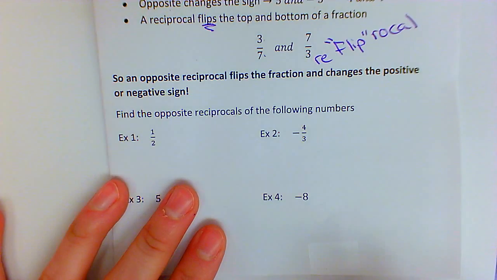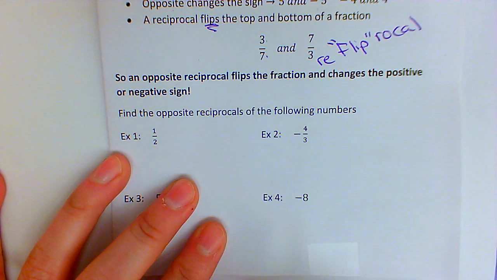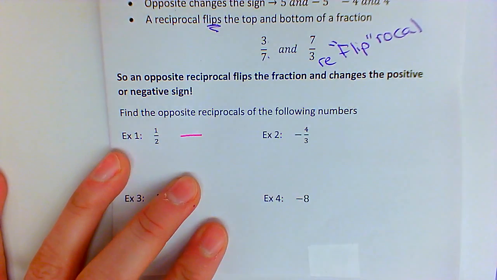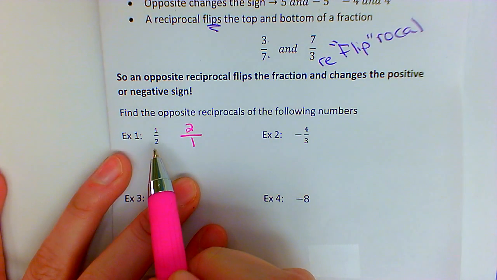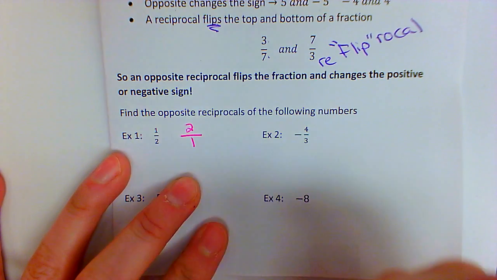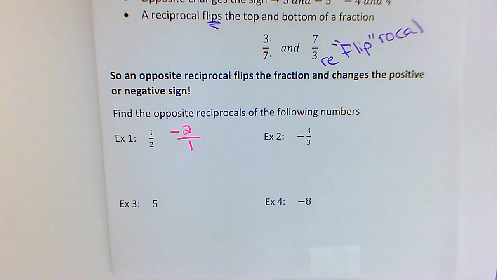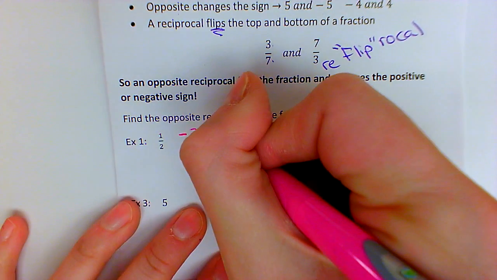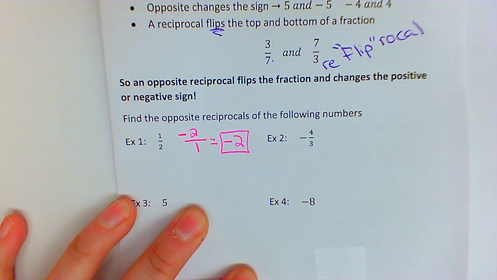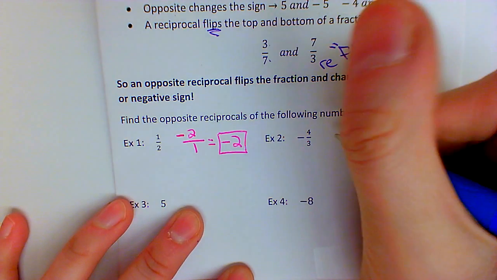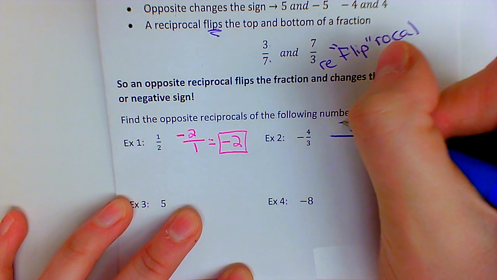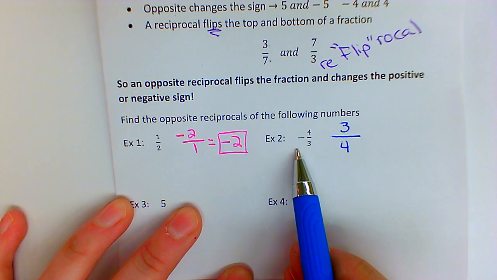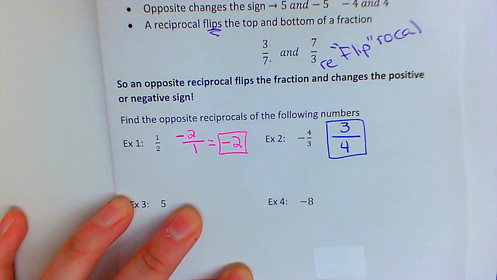Let's look down at example 1. Find the opposite reciprocal of the following numbers. So if I have a fraction like 1/2, I'm going to start by flipping it around, 2/1, and then I'm going to deal with the opposite part. This one was a +1/2, so I'm going to make this negative. Now -2 divided by 1 simplifies to give me -2. So I'm going to leave it as -2 in its most simplified form. If you look at example number 2, that one is already a fraction, so I'm going to flip the 3 and the 4. This one was a negative number, so its opposite reciprocal has to be positive.